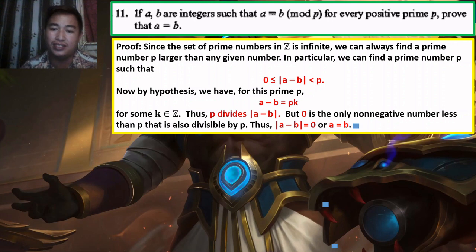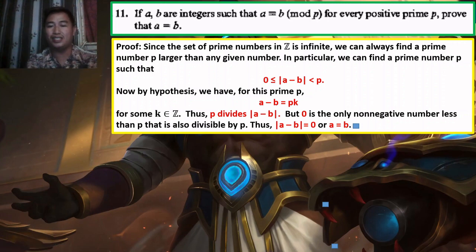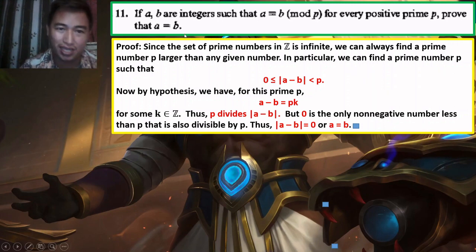Oh, A minus B is 0. Kaya absolute value of 0 kay 0 man. So, A minus B is 0. Meaning kung A minus B equals 0, transfer nato ang minus B sa pikas nga side. So, that is A is equal to B. So, na-show na nato, class, nga A equals B. So, we are done proving number 11.